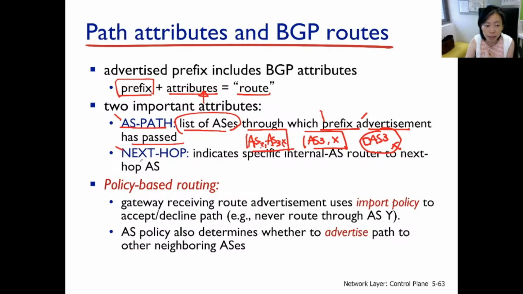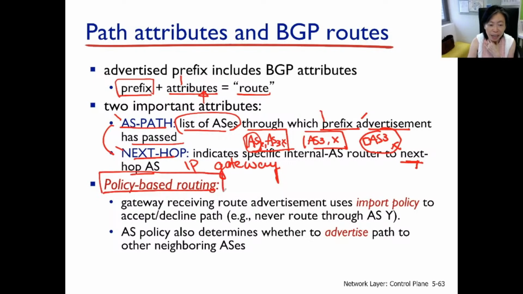Second important is the next hop. Now, this is not quite the next hop AS, the next AS number in the AS path. No, it is actually the gateway router within the source AS that is directly connected to the next hop AS. So it's carrying the IP address of the gateway router leading to the next hop AS. So the two together necessarily form the attribute set.